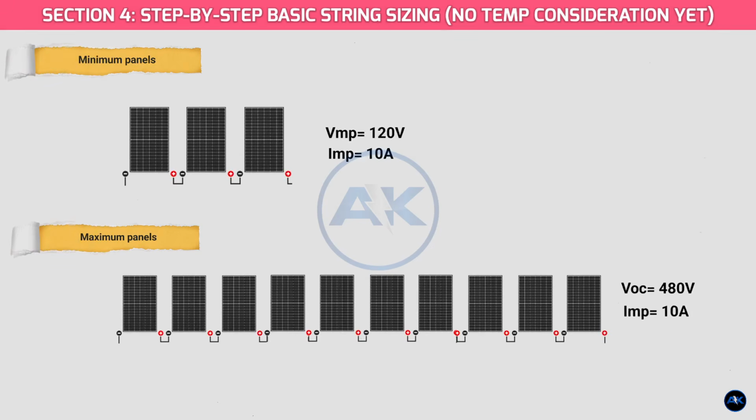Result for basic sizing: for this example, your string can have anywhere from 3 to 10 panels. You typically aim for the upper end of that range to maximize voltage and minimize current, which helps with efficiency.